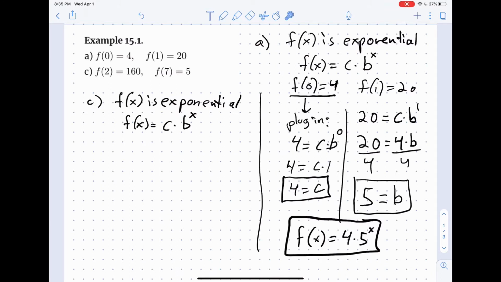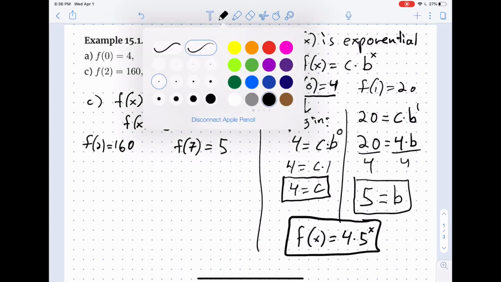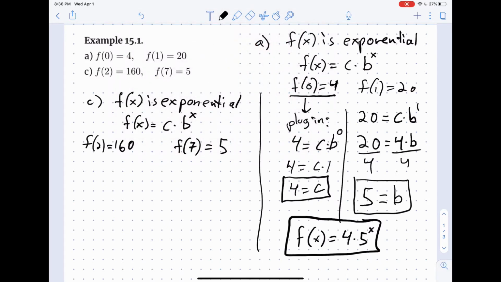Let's go ahead and just do the same idea. Here, we know that f of 2 is 160, and we know that f of 7 is 5. Okay, so let's start with f of 2 equals 160, and let's plug in. The 2 is the x, which means the 160 is the f of x, so 160 is equal to c times b to the 2. C times b squared equals 160.